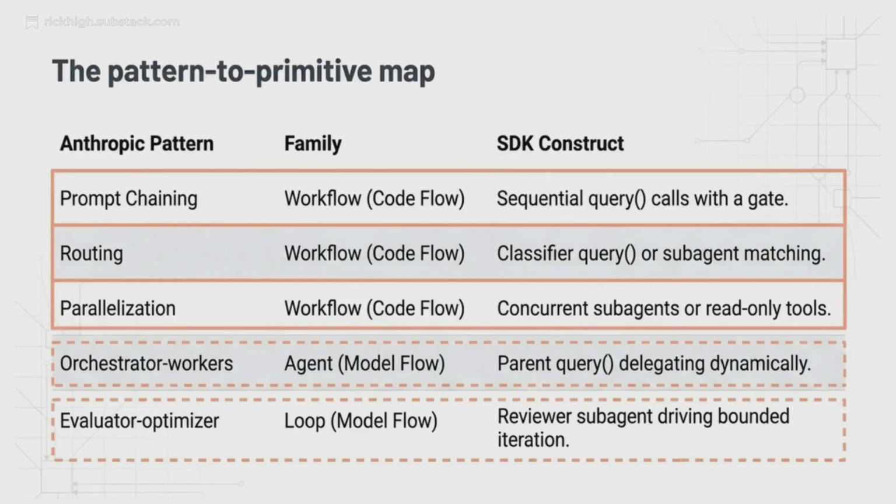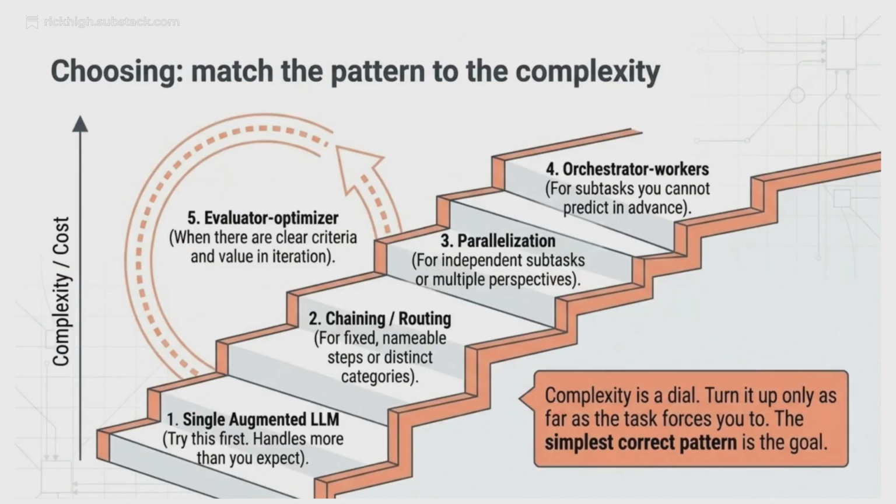Choosing: match the pattern to the complexity tier, and it is the most actionable guidance in the essay. Workflows, namely chaining and routing, are ideal for low complexity tasks with predictable, well-defined steps. Orchestrator workers suits medium complexity tasks where subtasks are less predictable, such as multi-file coding or research. Multi-agent systems are best for high complexity scenarios requiring specialized agents to handle different aspects of a problem. Complexity is the dial, and you turn it up only as far as the task forces you to.